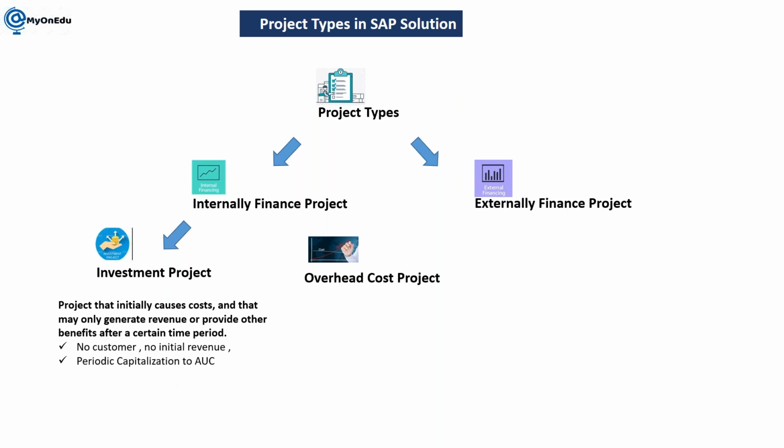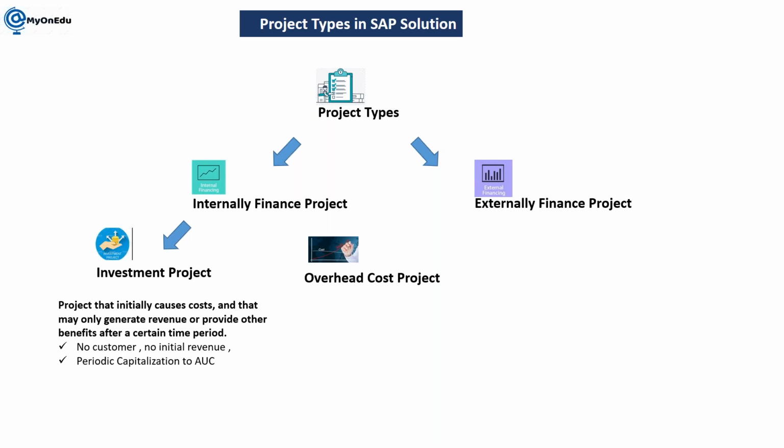Then periodic capitalization to AUC. Whatever amount you are spending, let's say when you are buying a house, it is going to become your asset. Or if you are constructing a house, in the process of executing this project, whatever cost you are incurring gets added into your asset value. When the asset is not yet finally delivered, till then it will be called an AUC, asset under construction. Whatever cost is incurred will be added up in the value of AUC.